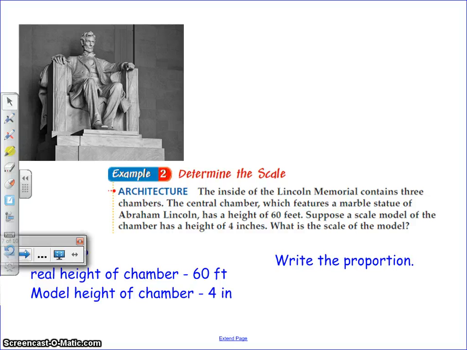Another example, determine the scale. This time, we're going to figure out what the scale is. Here's the inside of the Lincoln Memorial. Maybe some of you have been there. And it contains 3 chambers.